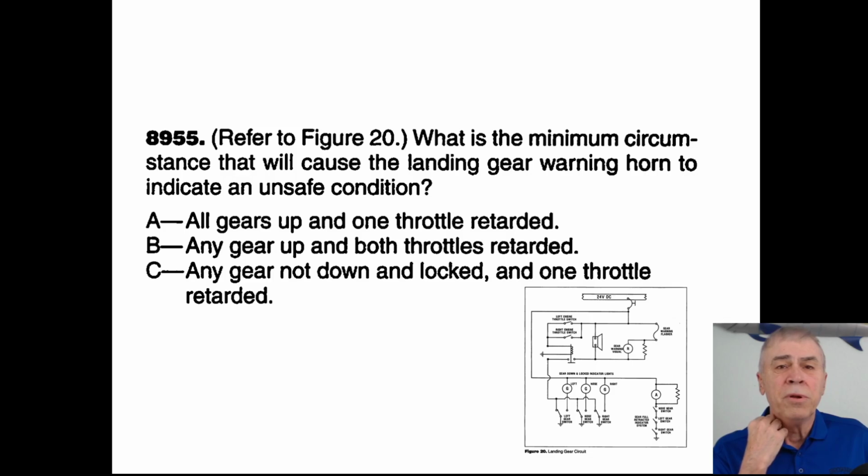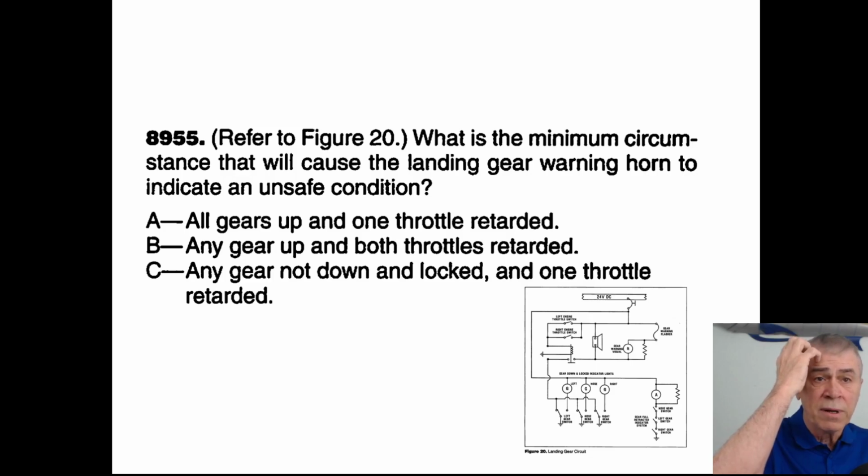Your gear's up, but you're pulling back on one of the throttles? I think you might get a little alert there. B, any gear up and both throttles retarded? Well, I suppose that would work also. I guess we're going to have to see which one's the minimum. Or C, any gear not down and locked and one throttle retarded.